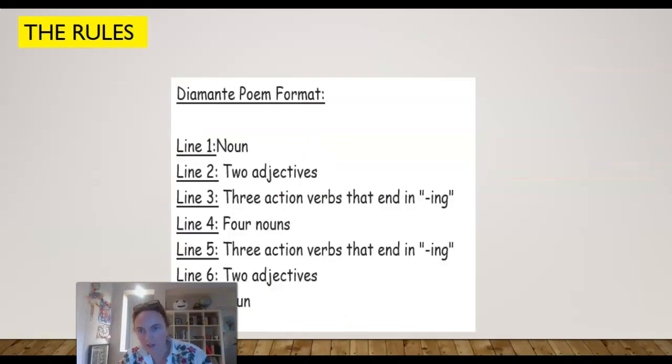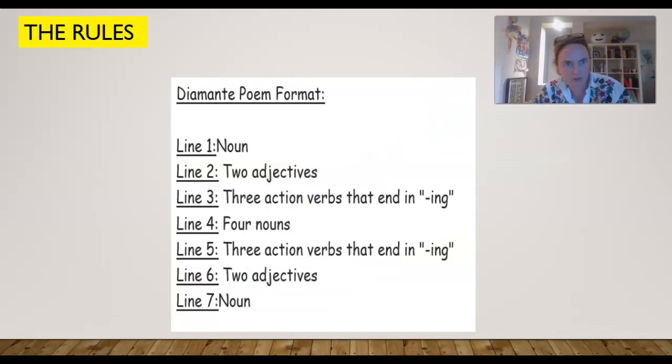So let's just really quickly zoom over the rules, because remember, poetry has lots of rules. So a diamante poem format. Line 1 is a noun. Line 2 is 2 adjectives. Line 3 is 3 action verbs that end in ing. Your verbs must end in ing.